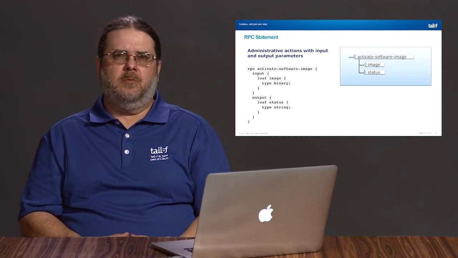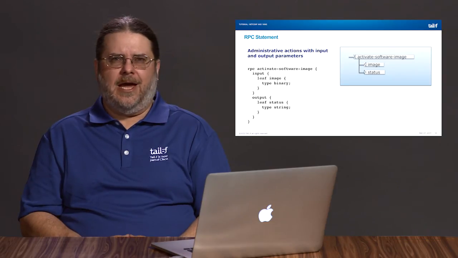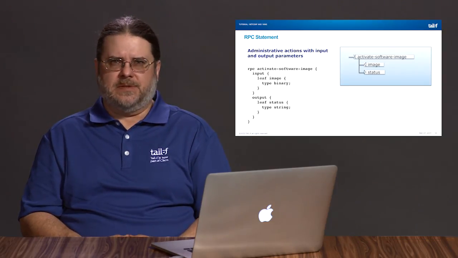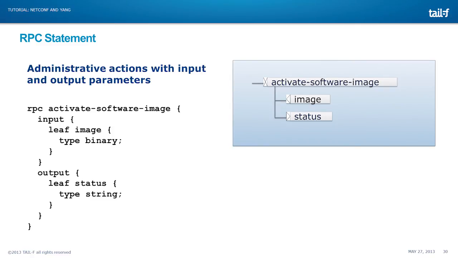In YANG, you can declare actions, also known as RPCs. NetConf is an extensible protocol. You can add new operations, i.e. RPCs, to the NetConf protocol, which will then allow you to trigger something to happen specific to your device. This can be done via the RPC declaration. This is the YANG declaration of a new NetConf RPC. In ConfD, we will also render these as actions you can trigger from other interfaces or APIs.